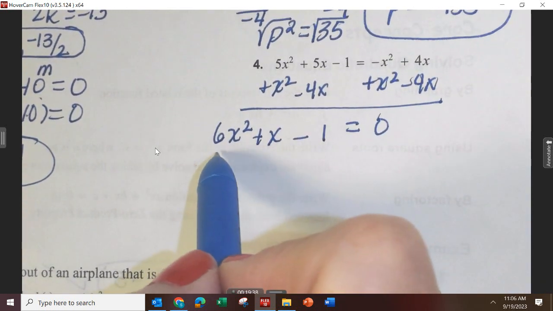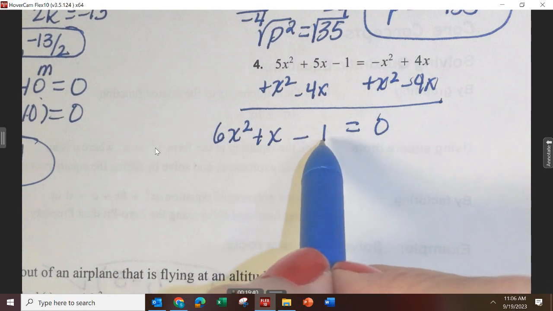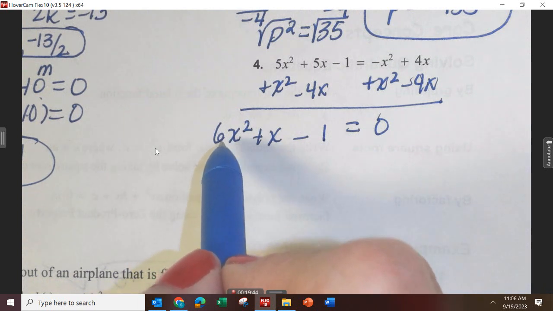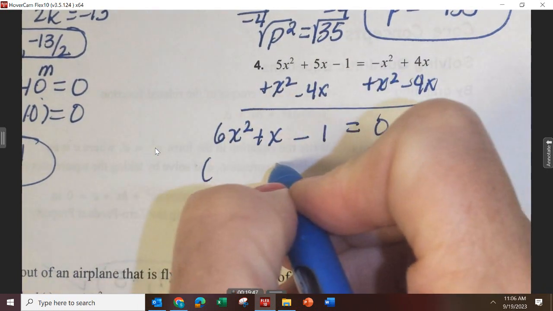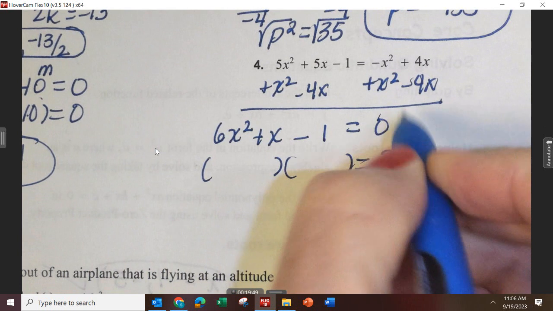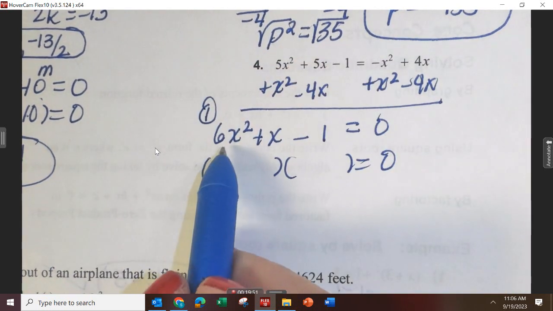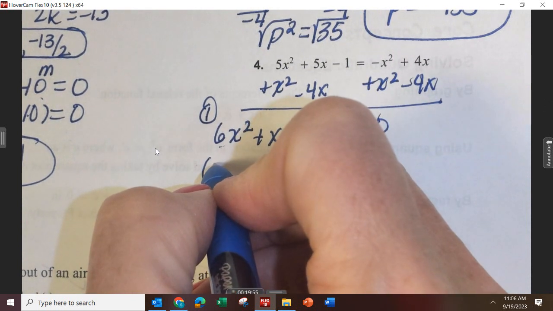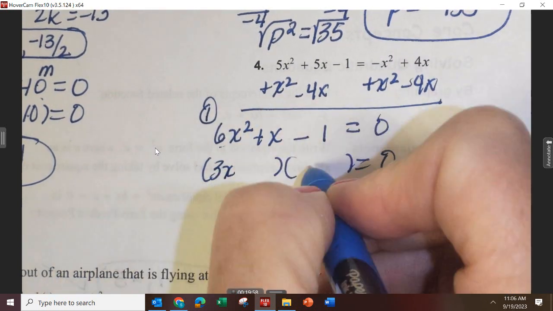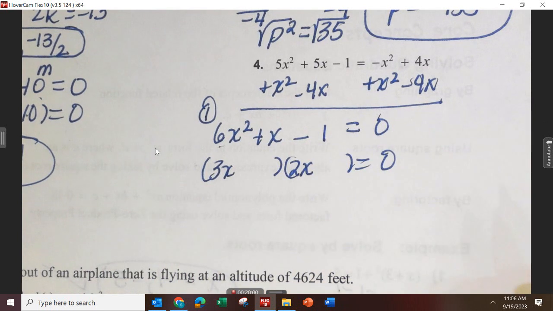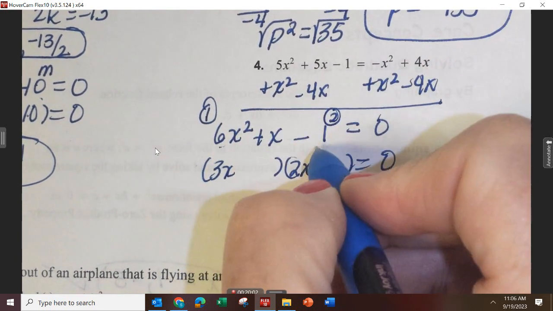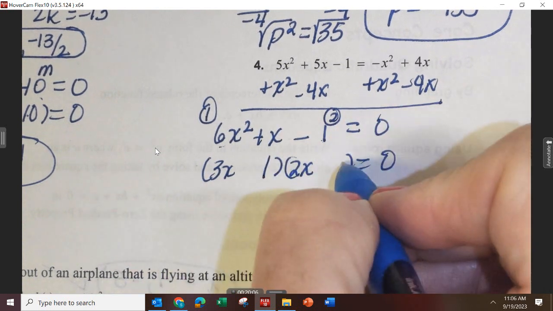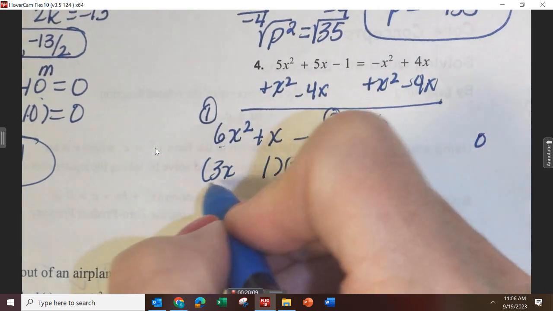This has a coefficient. I can't just quickly say, are there numbers that multiply to be 1 and subtract to be 1? Because there's a coefficient in front of the x squared. So instead, I have to do it this way. I look here first. What are numbers that multiply to be 6x squared? 3 and 2. I'm going to try it. It may work, it may not. Next, I look here. What are numbers that multiply to be 1? 1 and 1. Now we check the outers.